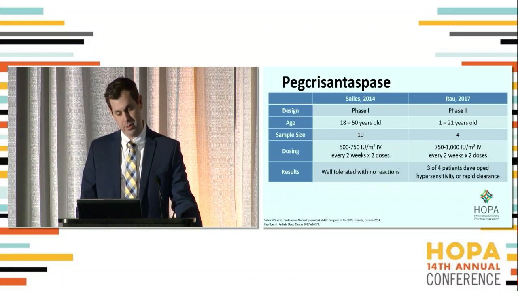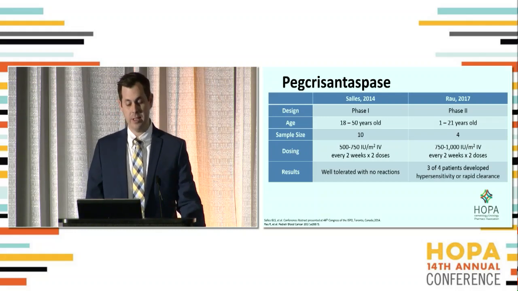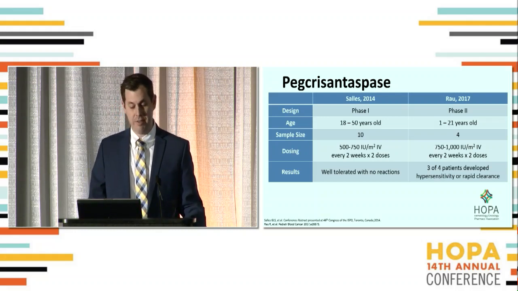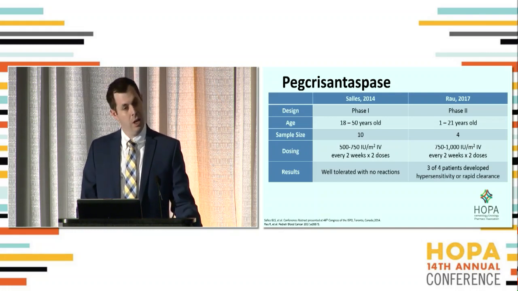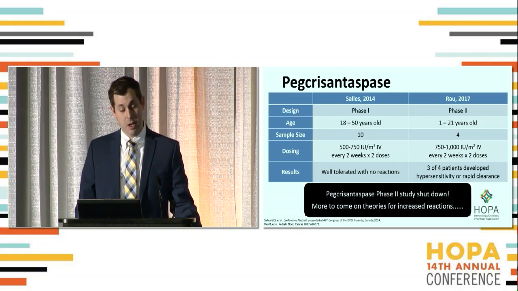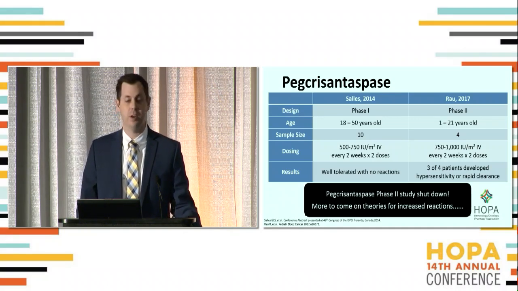There were 4 patients. And I know that sounds like not a lot, and we'll talk about why that's not a lot in just a second. But 750 to 1,000 international units per meter squared IV every 2 weeks for 2 doses. And what they found was that 3 of 4 patients developed hypersensitivity or rapid clearance. So that phase 2 study was actually put on halt. And we'll talk about, in some coming slides, more to come on the theories for why those patients had increased reactions.